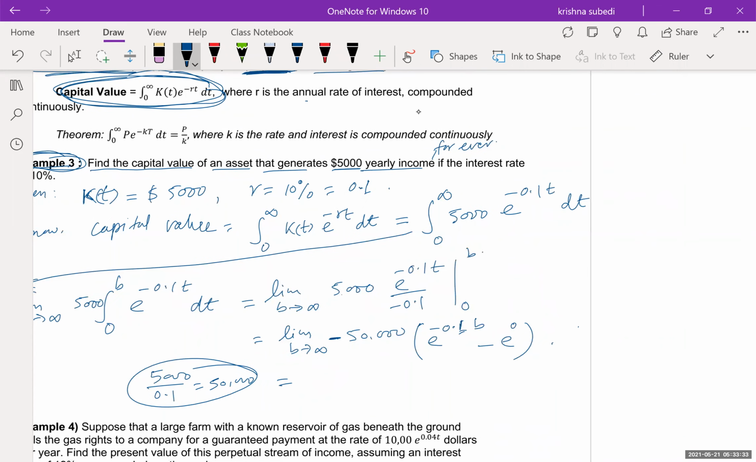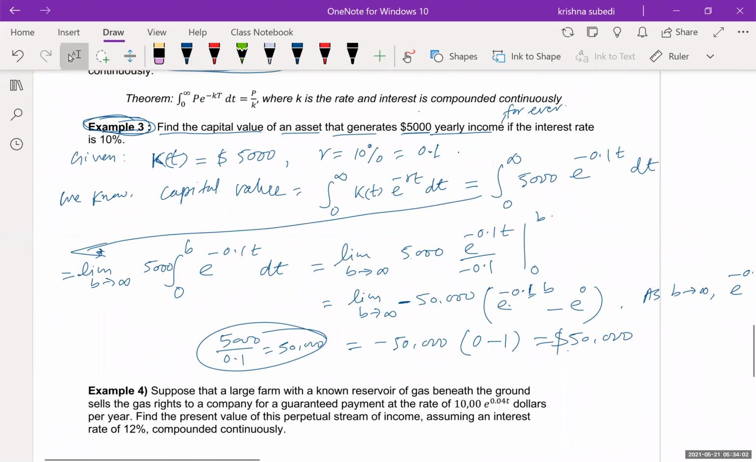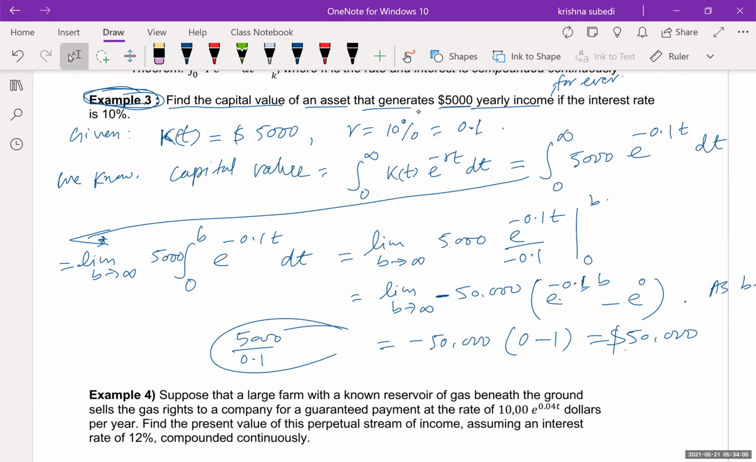Notice that as b tends to infinity, your e raised to power negative 0.1 b tends to 0. Okay, this will be 0. So that's going to give me negative 50,000. And this part is 0 minus 1, which will be negative times negative, which is positive $50,000. This is your capital value. So therefore, your capital value is $50,000.